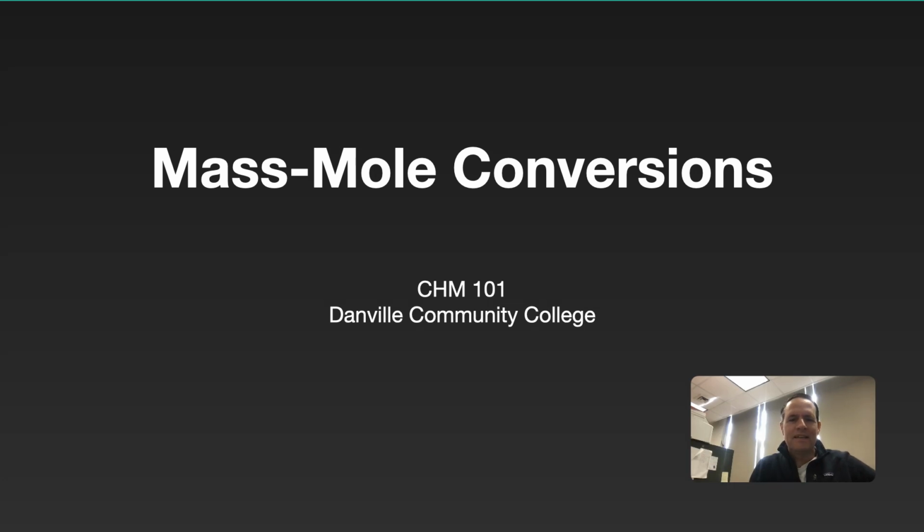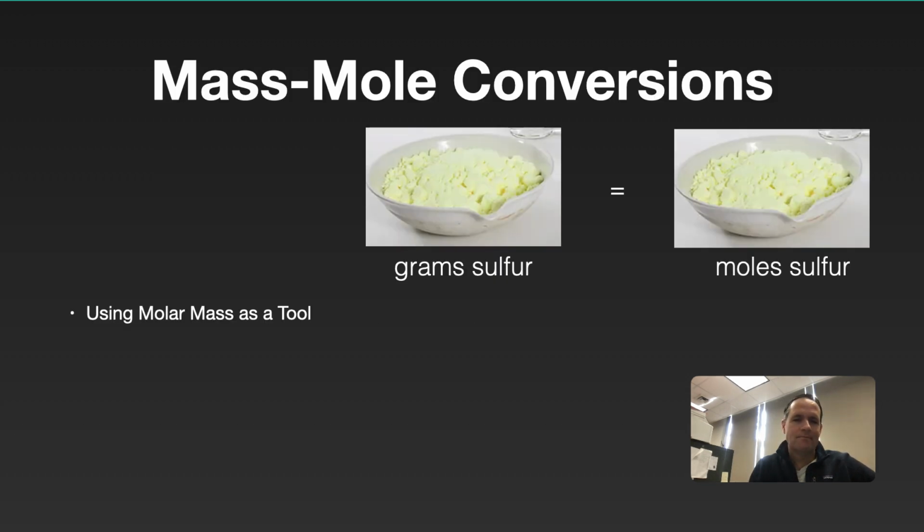Welcome back. In this video, we are going to talk about mass and mole conversions. How exactly do we convert between the mass of a substance you can actually weigh on the balance and the number of moles we need for our chemical equations? We are going to use molar mass values found on the periodic table to bridge the gap between grams and moles. So grab your periodic table and follow along.